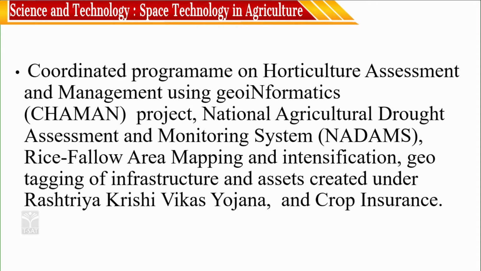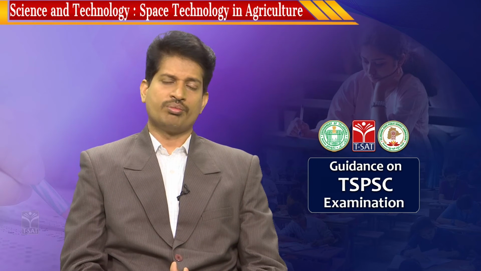The coordinated programs on horticulture assessment and management using geoinformatics project. So this horticulture cultivation is being done with the help of the geoinformatics project. So what do you mean by horticulture? Horticulture is the cultivation of fruits, vegetables and flowers with crop management, and its assessment and management are done using geoinformatics.